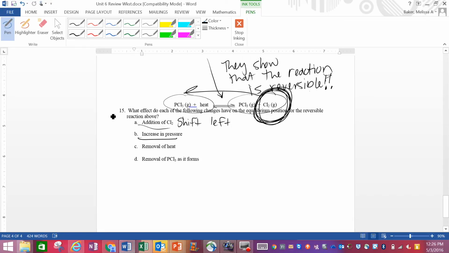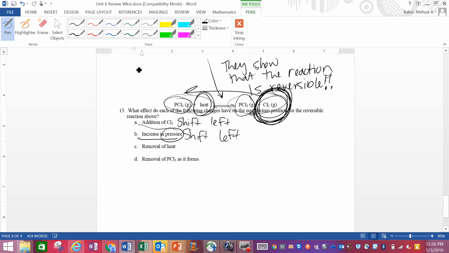If you increase the pressure, that affects gases the most. So let's take a closer look. On the reactant side, there's 1 gas. On the product side, there's 2 gases. So these are going to all of a sudden be more affected. They're going to be colliding more and causing this reaction to shift left.